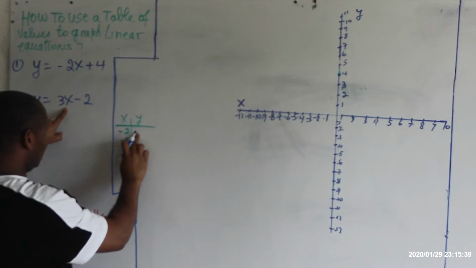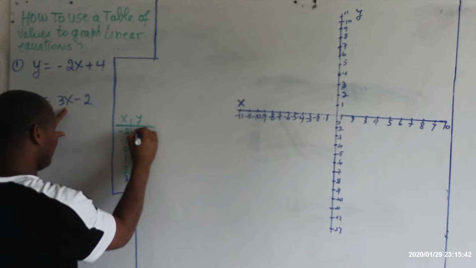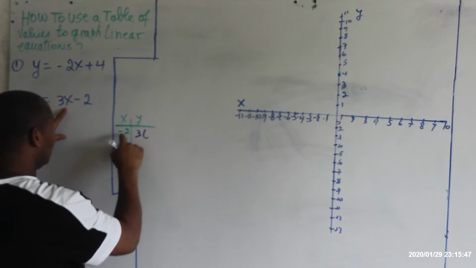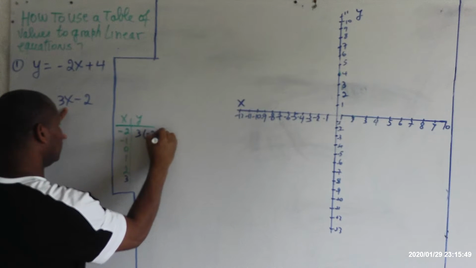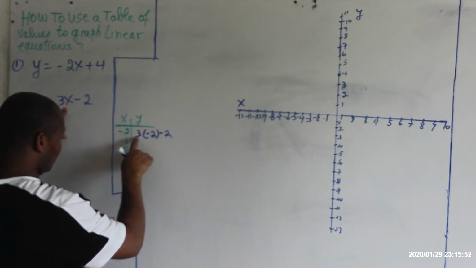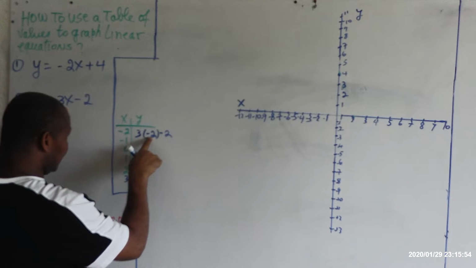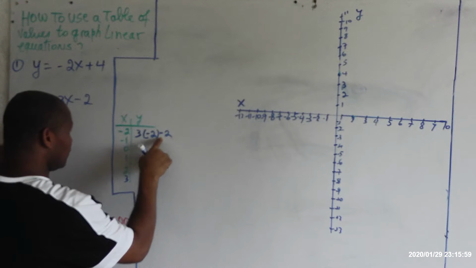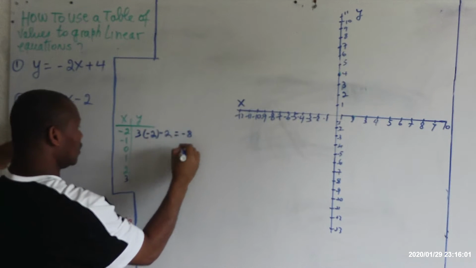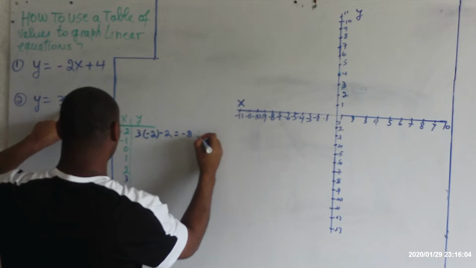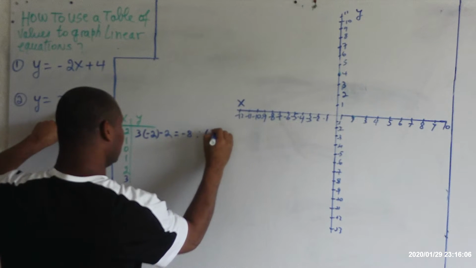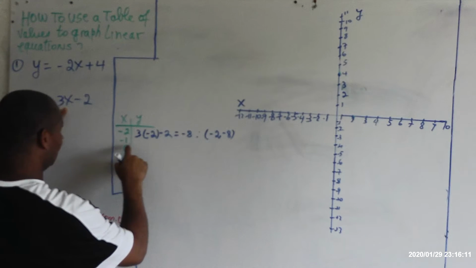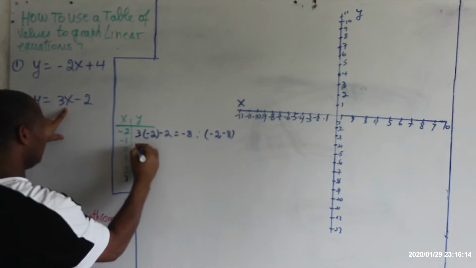Okay? So let's do that. So we have negative 3 times, okay, negative 2. So 3 times negative 2, that's negative 6. Negative 6, negative 2, that's negative 8. Okay. The coordinate is going to be negative 2 and negative 8. Okay. First coordinate.